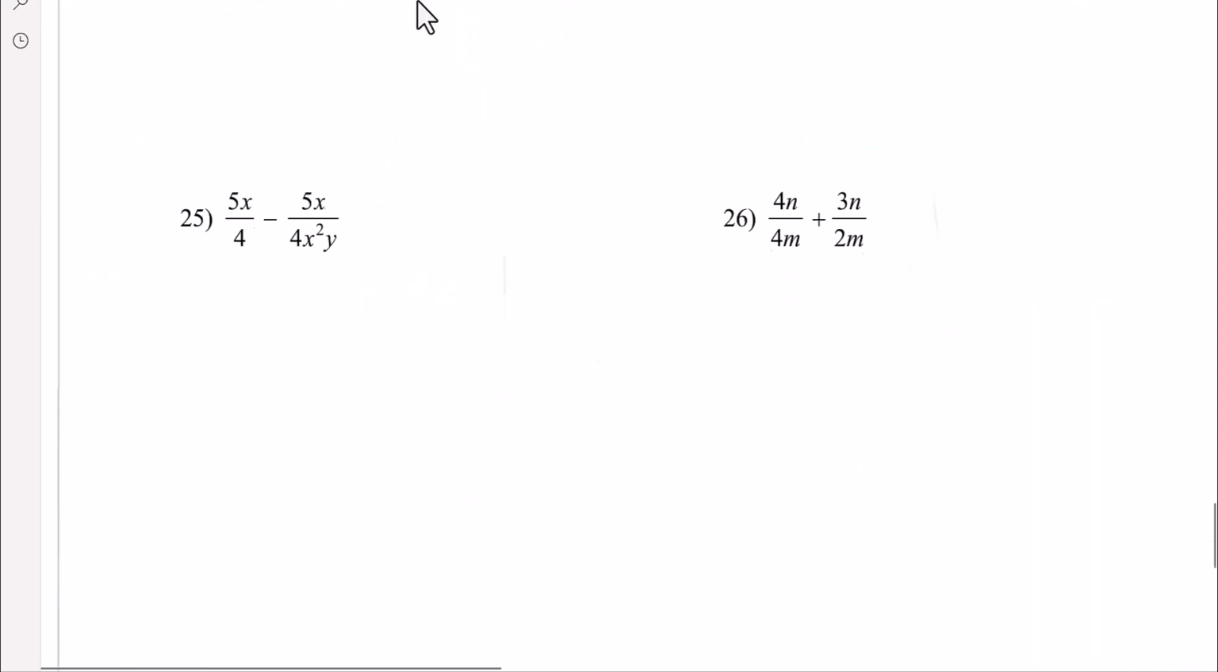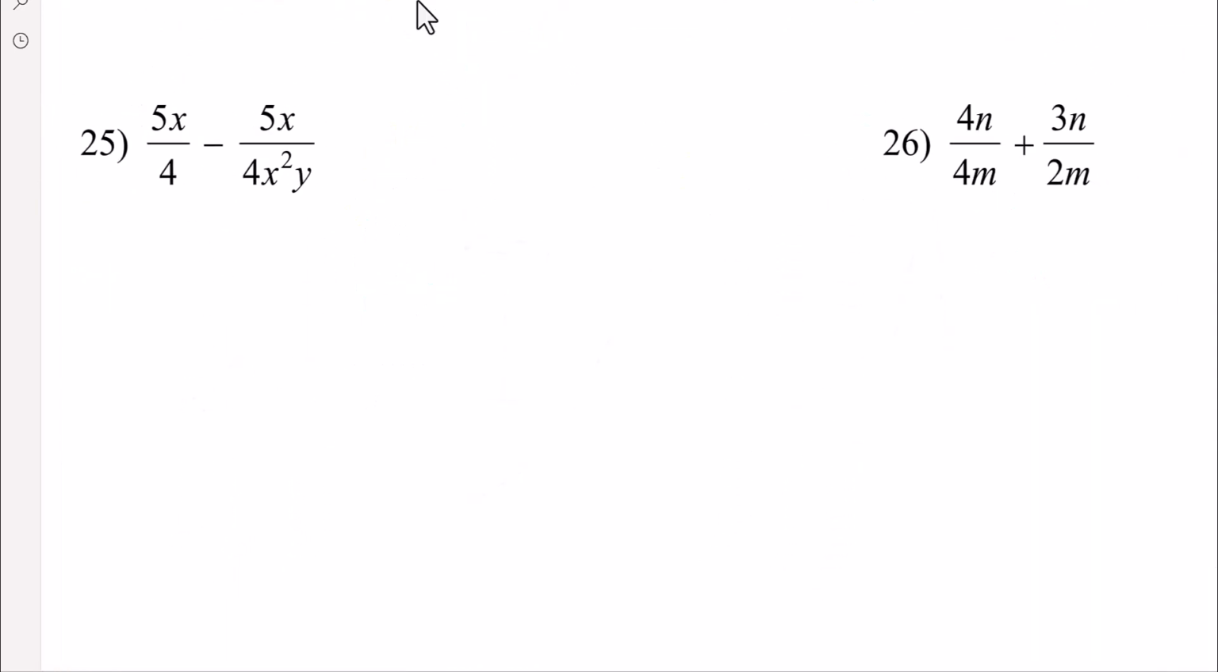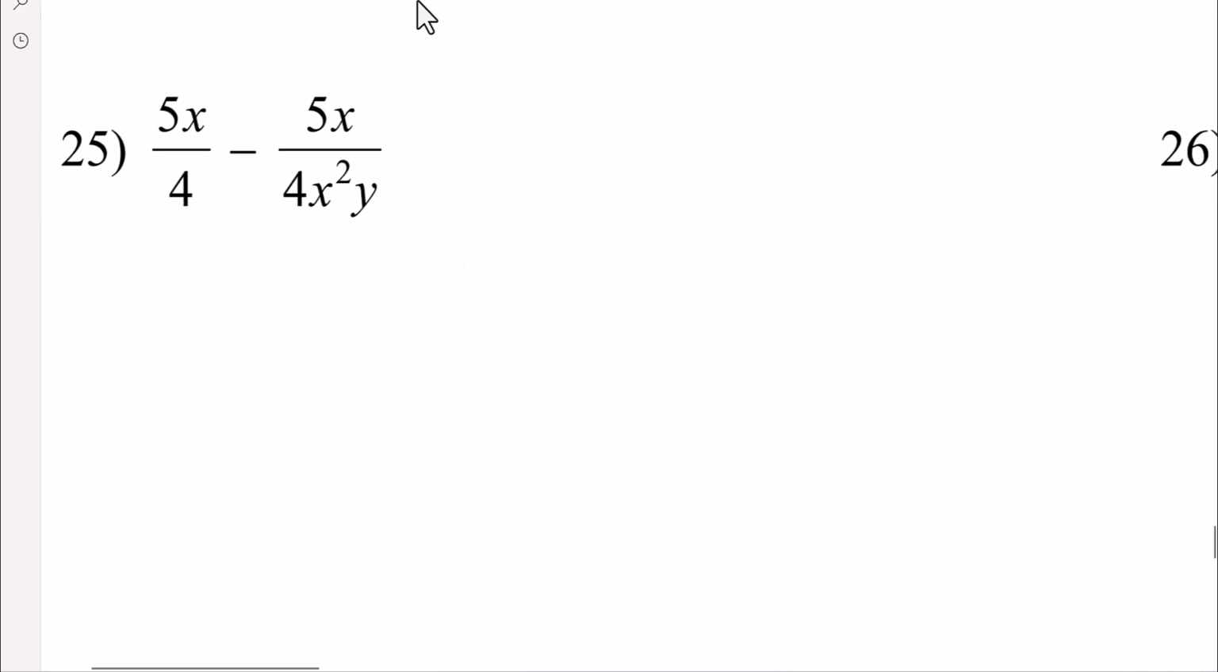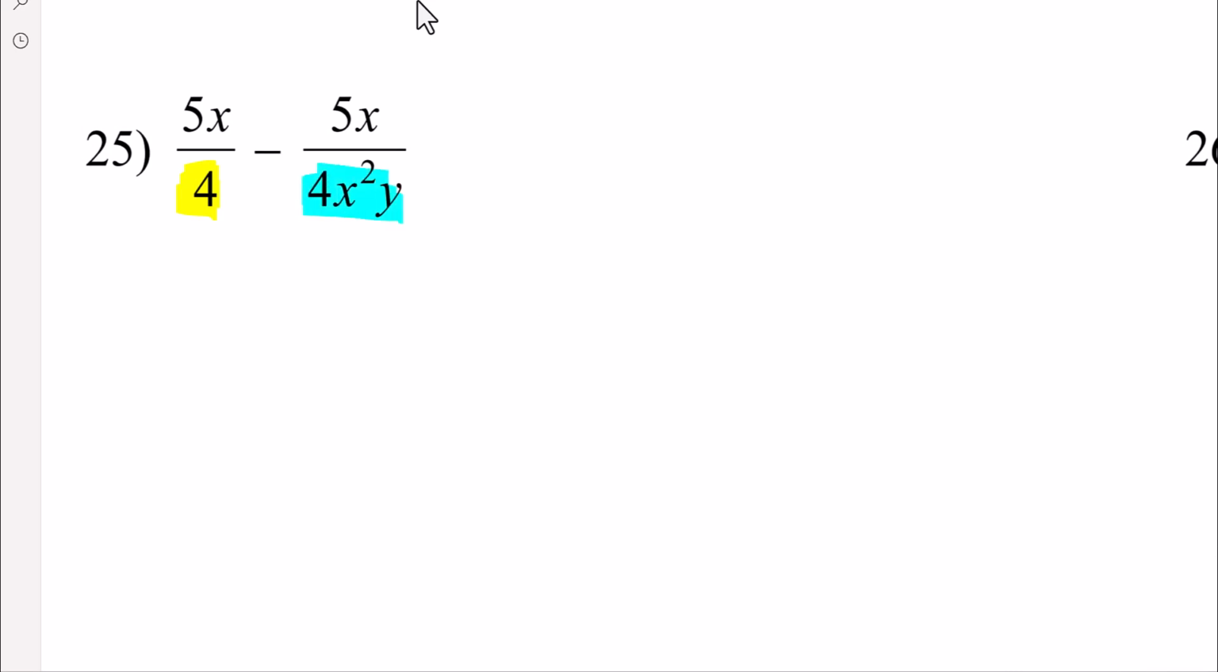All right, let's find one where they don't have the same denominator. So notice this denominator just has 4. This denominator has 4x squared over y. So we don't have to multiply this fraction by anything, but this fraction, we have to multiply it by x squared over x squared times y over y. So x squared times y over x squared times y times 5x over 4.